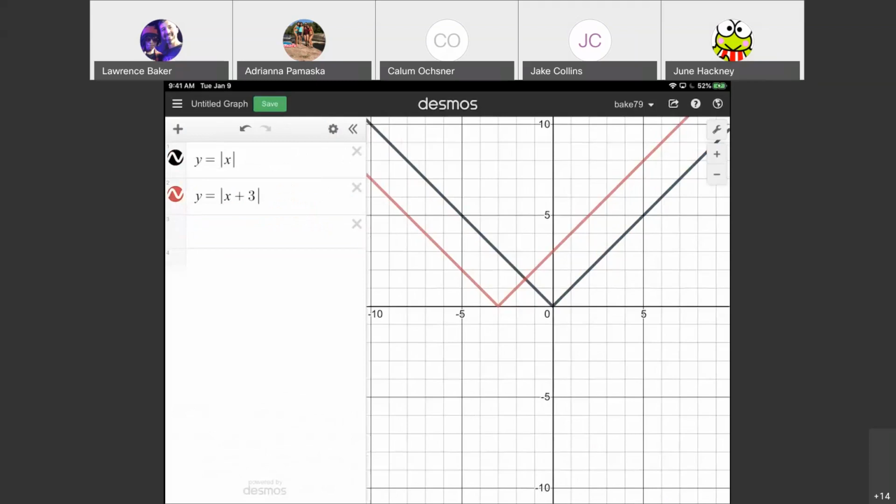Mine looks the exact same. It didn't change. Did you type x plus 3? Yeah. It should definitely be different. It's not. Didn't slide over at all? I zoomed out on everything. It's the exact same. Did you hit enter? Yeah. Do you have both of them, like the top one and the bottom one graphed? Yeah.